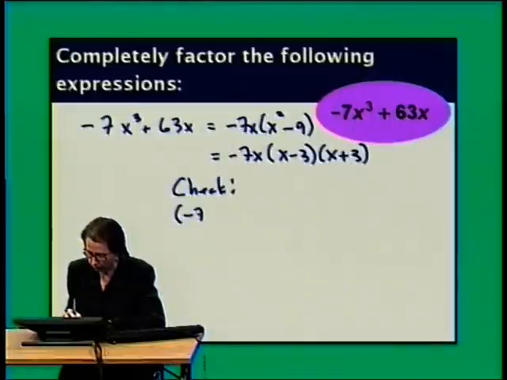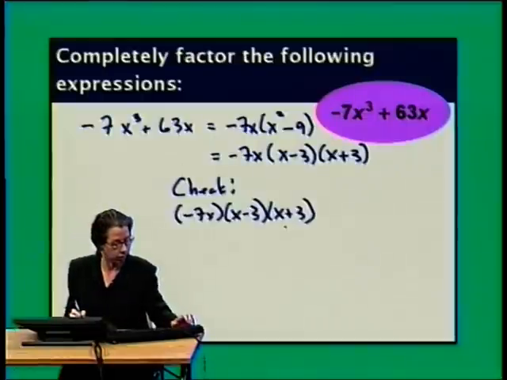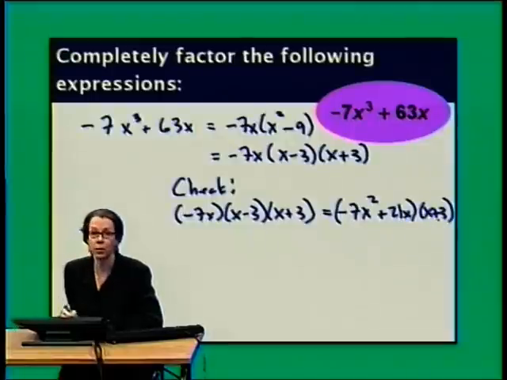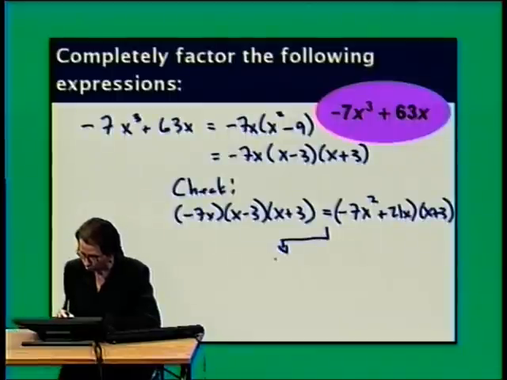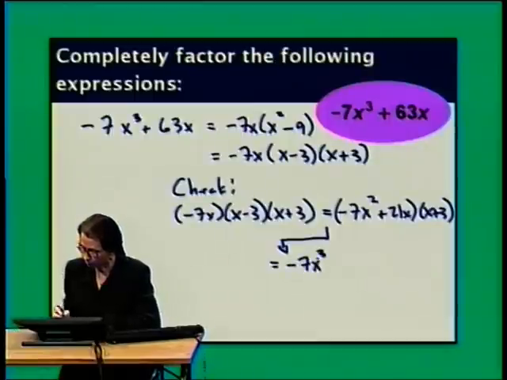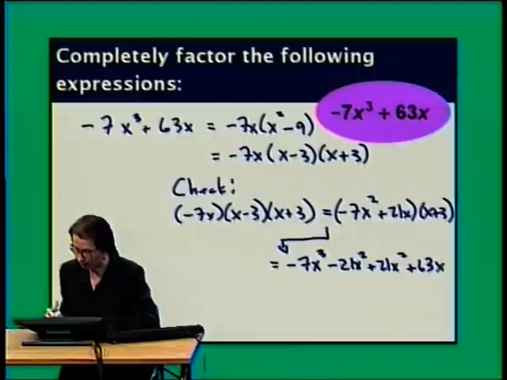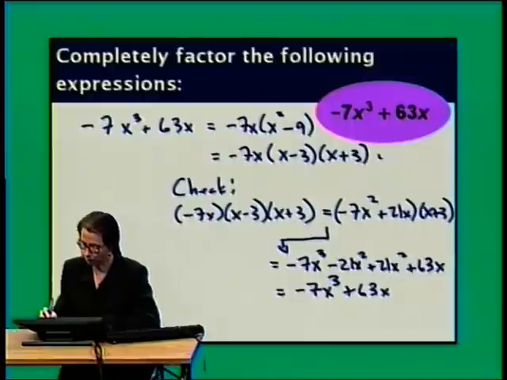So when I perform my check, I'm going to start by multiplying x minus 3 by negative 7x. So I have negative 7x squared plus 21x, and I'm going to multiply that by x plus 3. So using FOIL, giving myself some room, this equals the product of the first terms, negative 7x cubed, add the product of the outer terms, minus 21x squared, add the product of the inside terms, plus 21x squared, and finally the product of the last terms, that's plus 63x. Notice the x squared terms cancel, and I do indeed get what I started with. So my factorization checks.